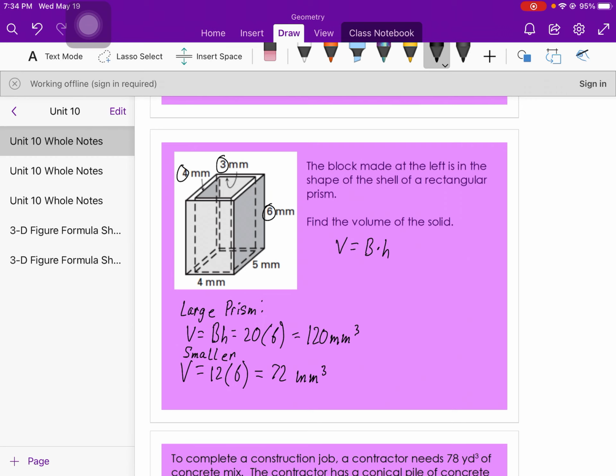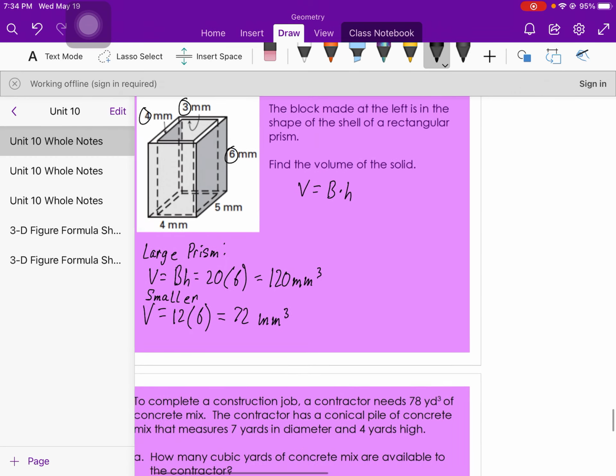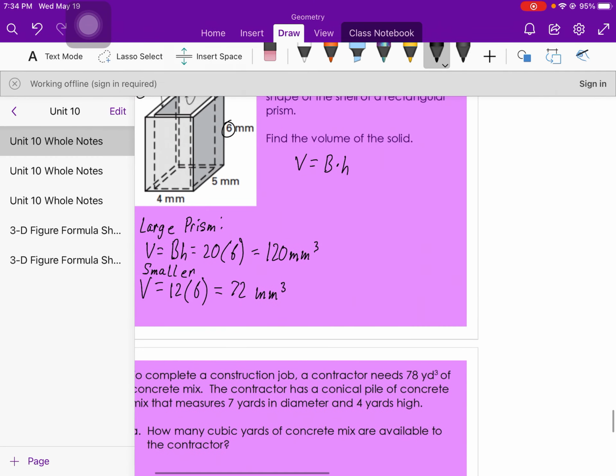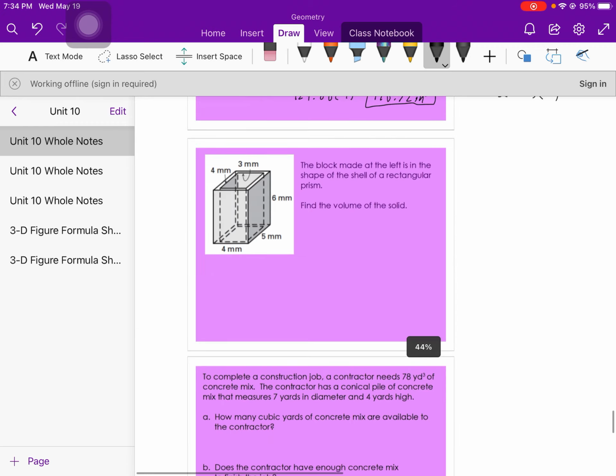Now, 72 millimeters cubed is the space that is not being taken up. That's the empty space. So we need to think about the shell itself would be the difference between these numbers. So we're going to take 120 minus 72, and that gives us 48 millimeters cubed.